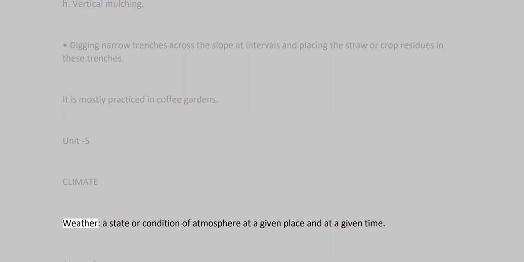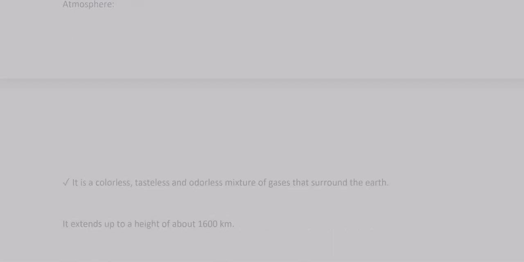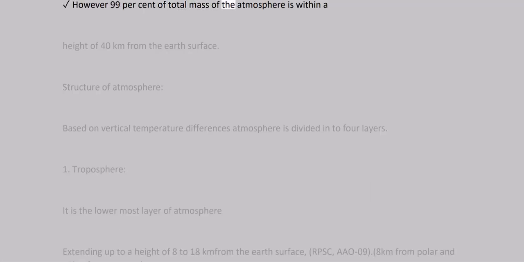Unit 5: Climate. Weather: a state or condition of atmosphere at a given place and at a given time. Atmosphere. It is a colorless, tasteless and odorless mixture of gases that surround the Earth. It extends up to a height of about 1,600 kilometers. However, 99% of the total mass of the atmosphere is within a height of 40 kilometers from the Earth's surface.